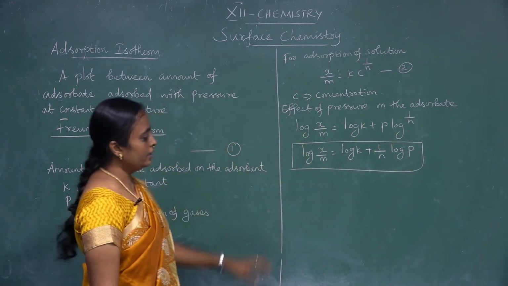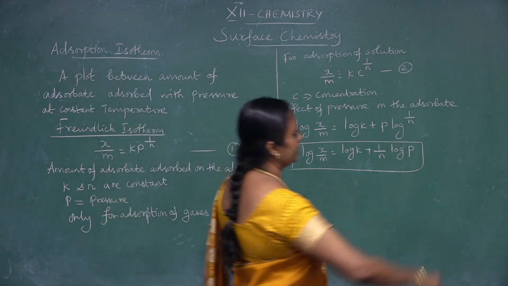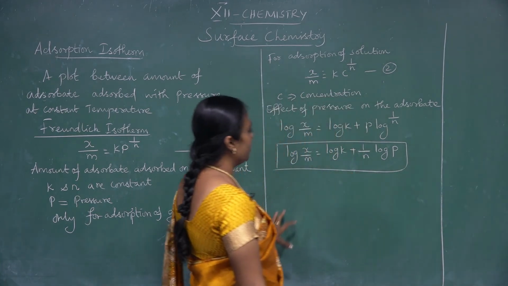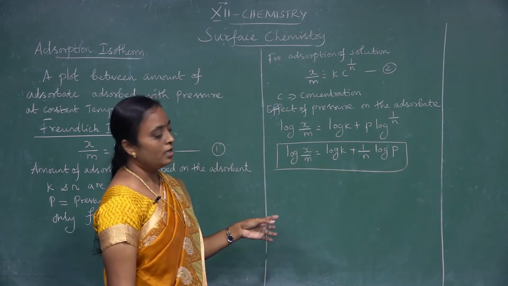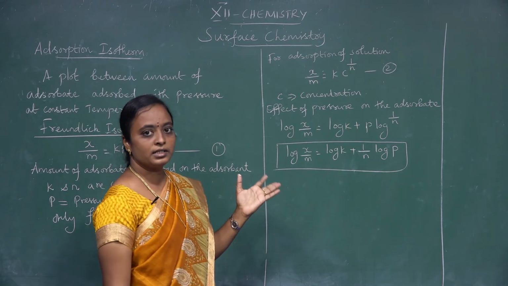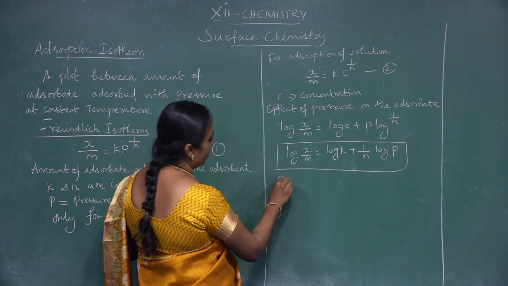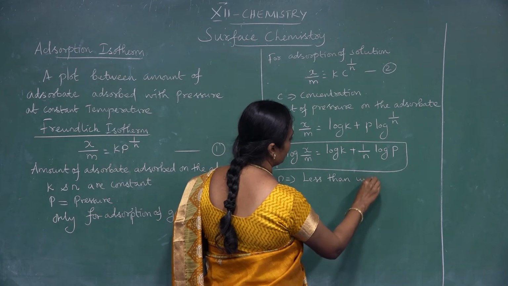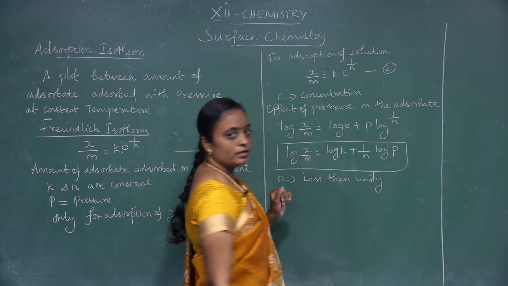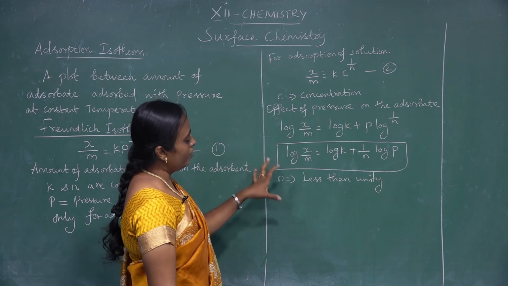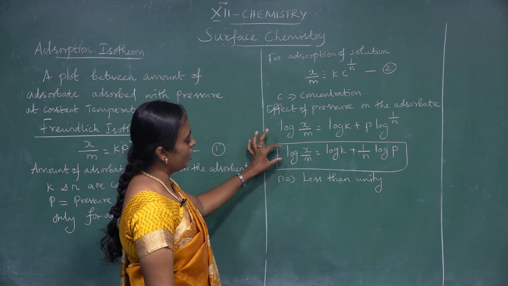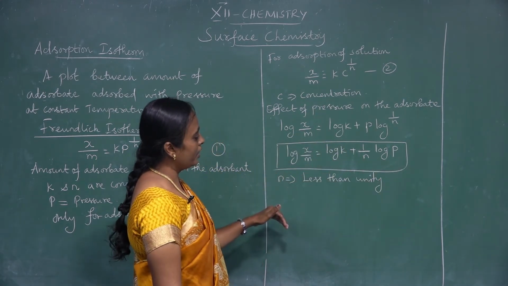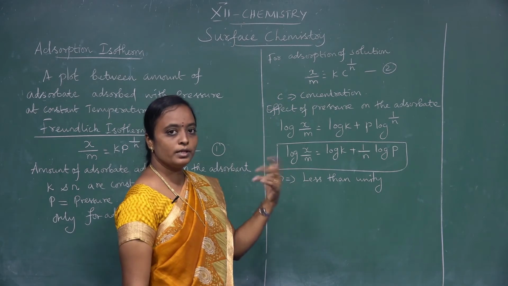So by taking this equation, we can draw the graph. I have explained what x by m, k and p are. And n is an integer value. That n value is always less than unity, so usually you take it as less than 1. Now I am going to draw a graph between log x by m and log p. Or we can also draw a graph of x by m against pressure.